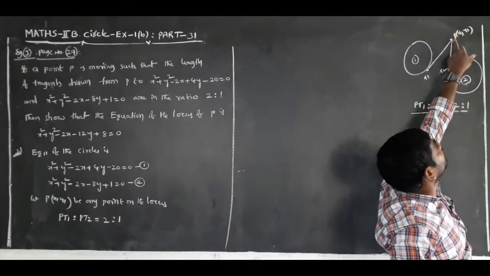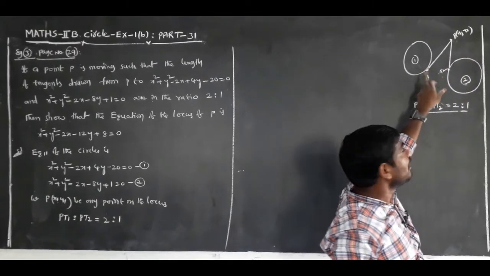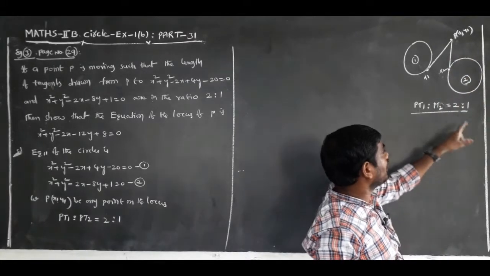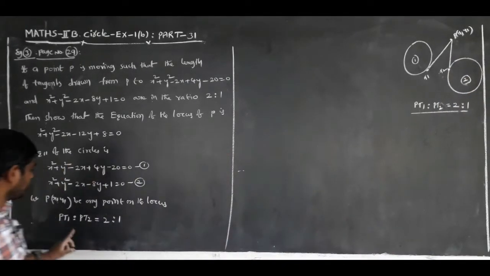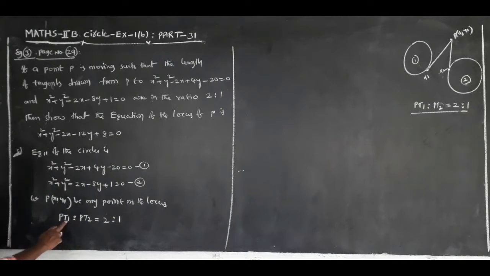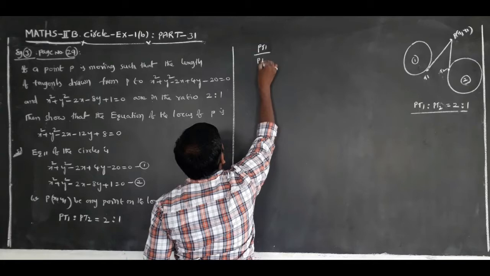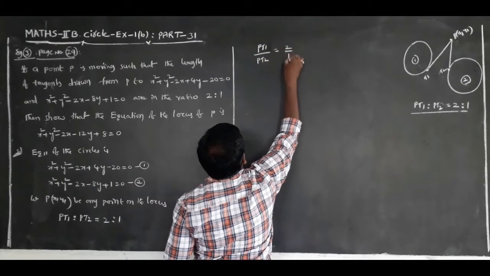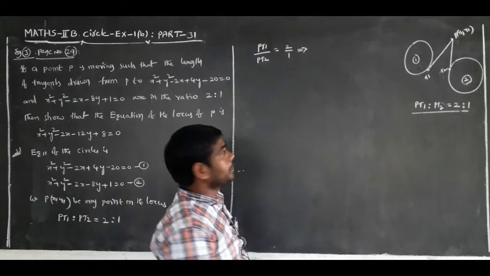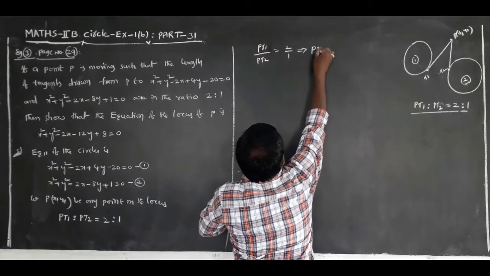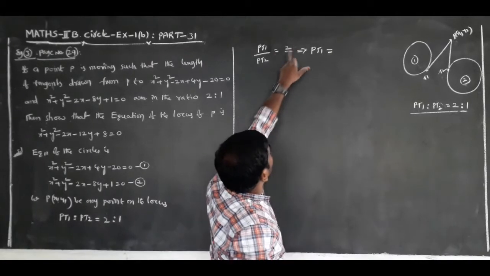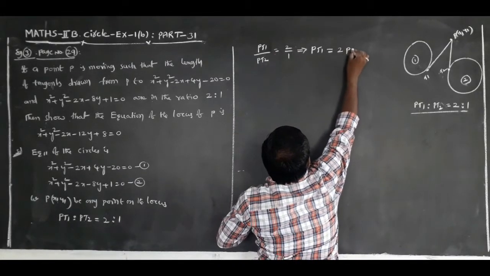The length of tangent from P to the first circle and from P to the second circle are in the ratio 2:1. So here given that the geometric condition PT1 is to PT2 is equal to 2 is to 1. PT1 is to PT2 means PT1 by PT2 is equal to 2 by 1. Cross multiplication: 1 into PT1 is equal to 2 into PT2.